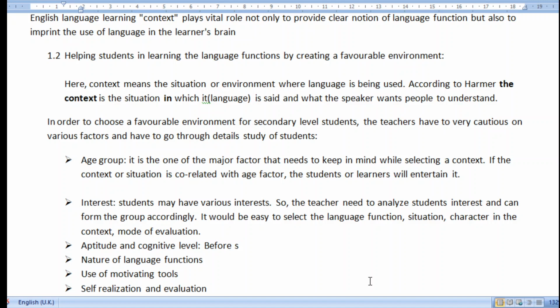We are going to create the favorable environment on the basis of given factors. First one is age group, second one is interest. Students may have various interests, so the teacher needs to analyze the student interest and can form the group accordingly. It would be easy to select language function, situation, character. So look at the character. यहाँ क्यारेक्टर भनेको कस्तो खालको क्यारेक्टर चुज गर्ने हो त?